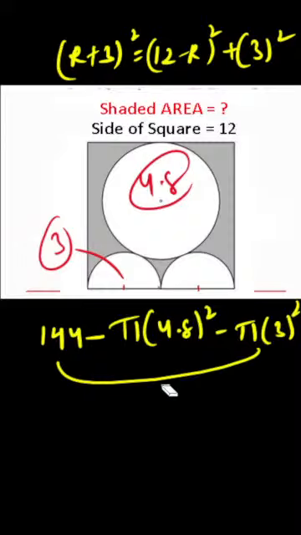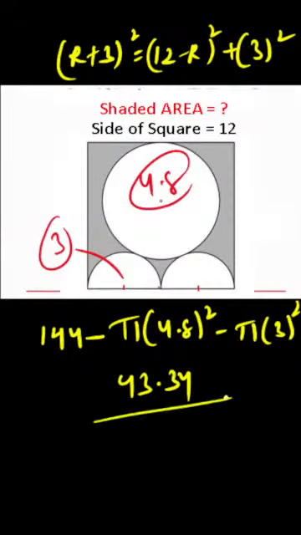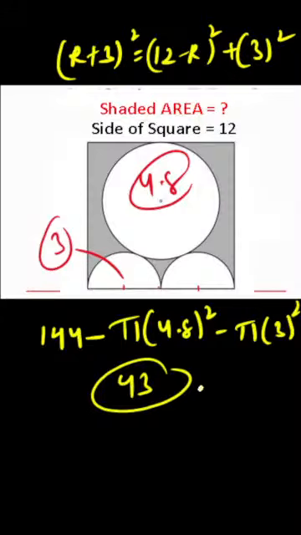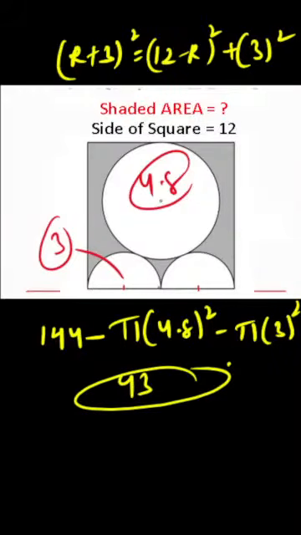So on solving this, you will be getting an answer up to 2 decimal places. If you are solving, it is going to be 43.34, right? Or if it is rounded off to nearest whole, it is 43. 43 square units is the right answer, guys. And I hope it is clear to every one of you.